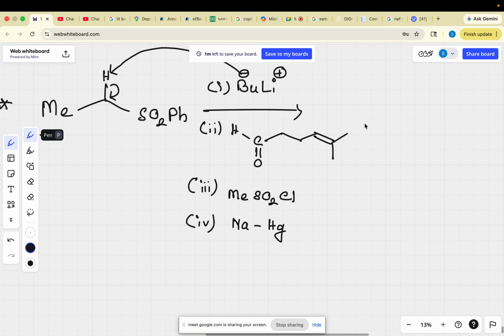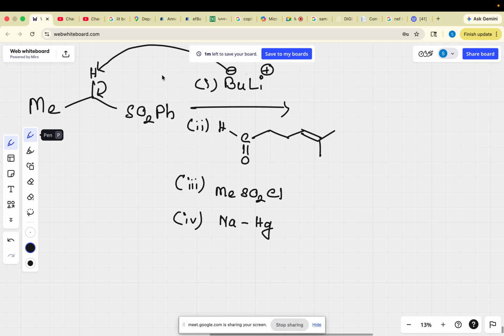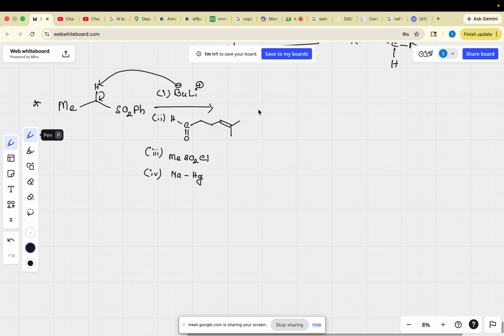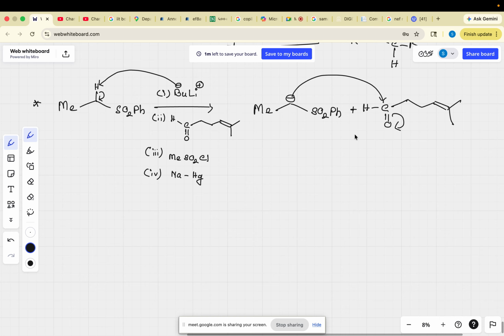Okay, sorry. So what we are getting, butyl minus is abstracting the proton from here. So what I will get, here I am getting methyl, then you have here SO2Ph. So you are getting negative charge here. Okay, now what I have is this aldehyde. So write down this H double bond C. So negative charge will attack on this aldehyde, this bond will break.